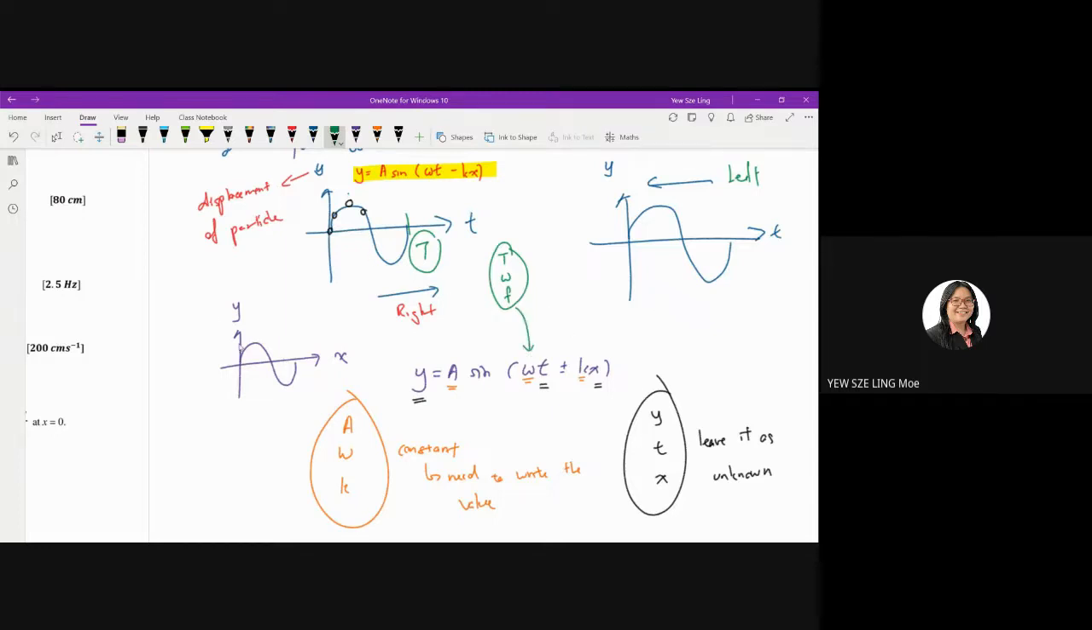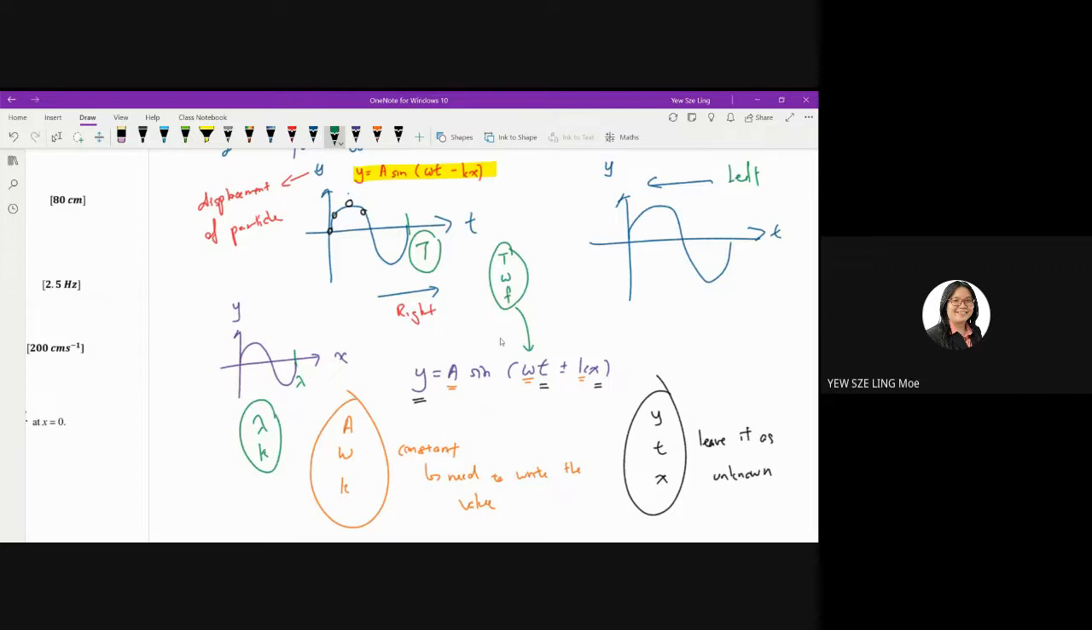If you have a y against x graph, what information can you get from it? You will obtain lambda. Now, what is the function of lambda? Lambda and k are one big family. So if you have lambda, you'll be able to determine the value of k. So the information that you can get from the y against x graph is k.